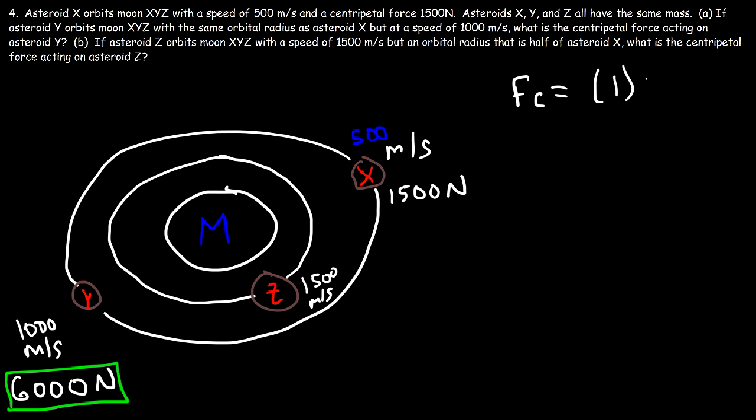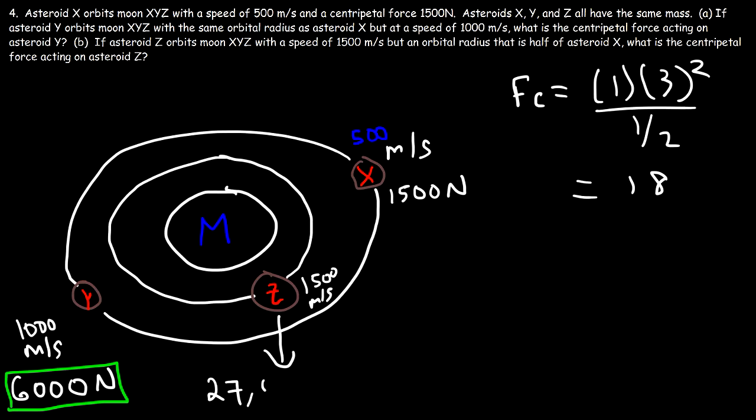So let's use the equation. The mass doesn't change, so we're going to replace it with a 1. The speed triples, so let's put a 3. And the radius is reduced to 1/2 of its value. 3 squared is 9. 9 divided by a half, or 9 times 2, that's 18. So the centripetal force will be 18 times its value. So it's going to be this number, 1500 times 18. So asteroid Z is going to have a centripetal force of 27,000 newtons. Now let's confirm this answer with an equation.